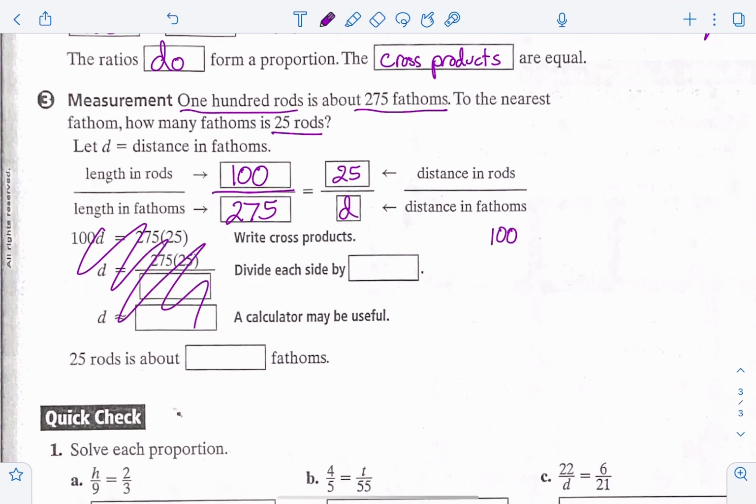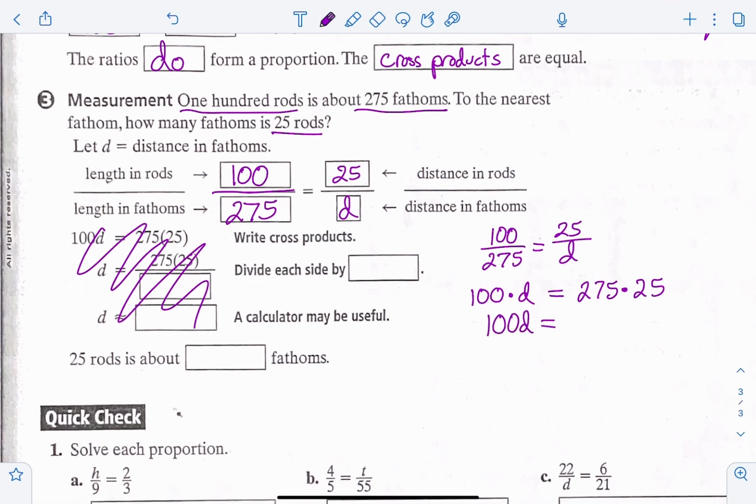So 100 over 275 equals 25 over D. So now we're going to do our cross products. So we're going to have 100 times D equals 275 times 25. Worth noting that when we're doing these where we're multiplying to solve for a variable, you use a regular equal sign the whole way through. 100 times D is just 100D equals 275 times 25 is 6,875.